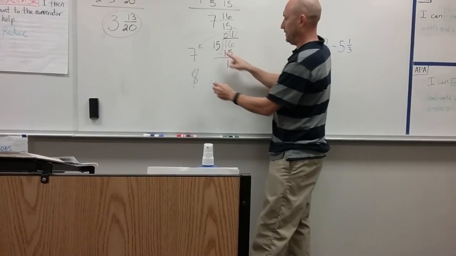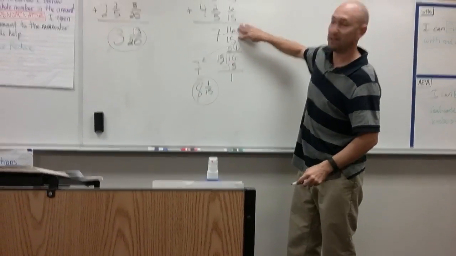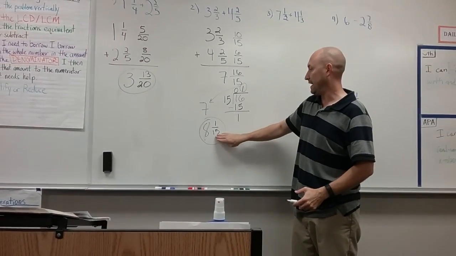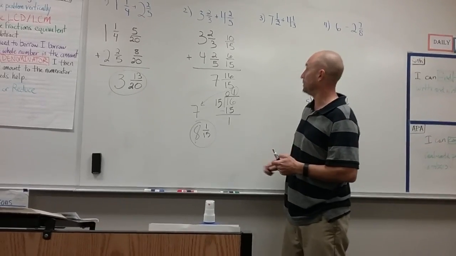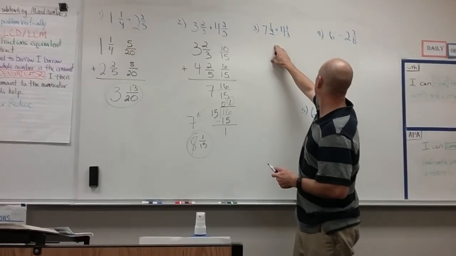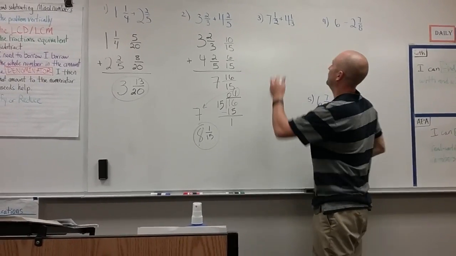And I'm left with 1/15. So 8 and 1/15. 7 and 16/15ths is the same as 8 and 1/15. I've just renamed it to look like it's supposed to. Now I've got another example of a problem here.